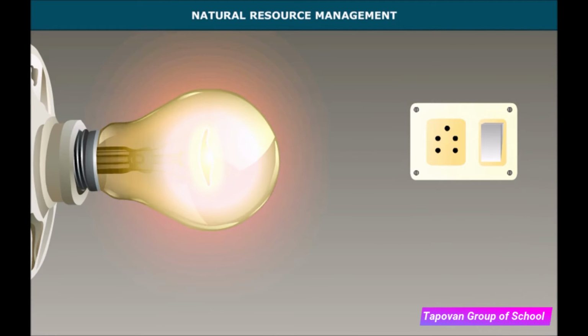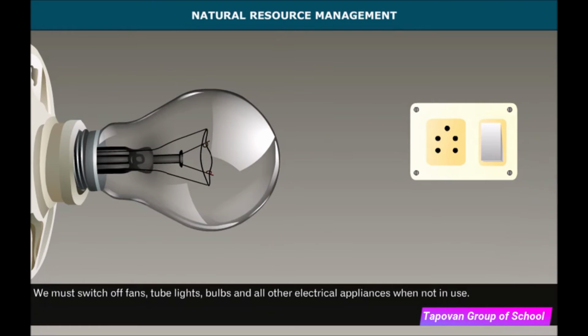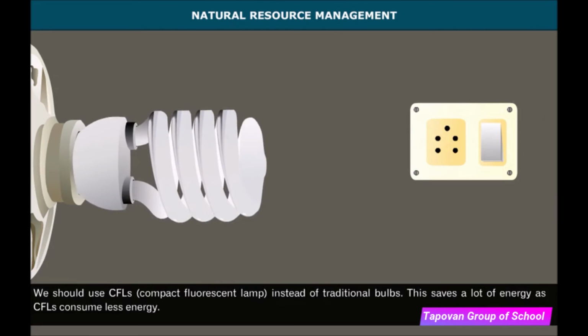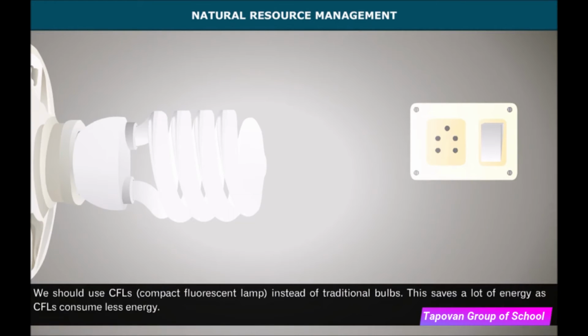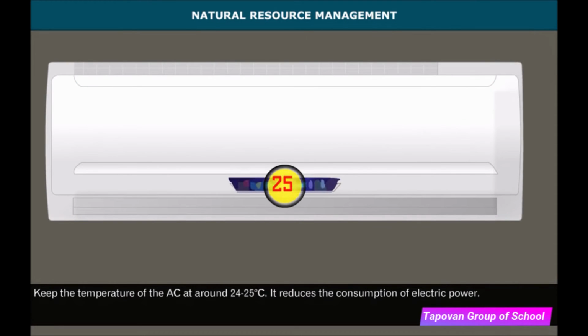Let us discuss a few ways to save energy. We must switch off fans, tube lights, bulbs and all other electrical appliances when not in use. We should use CFLs, compact fluorescent lamps, instead of traditional bulbs. This saves a lot of energy as CFLs consume less energy. Keep the temperature of the AC at around 24 to 25 degrees Celsius. It reduces the consumption of electric power.